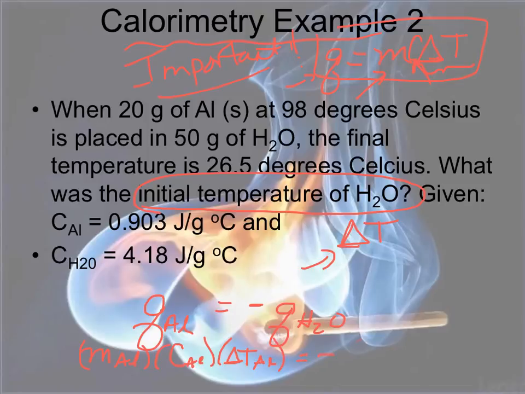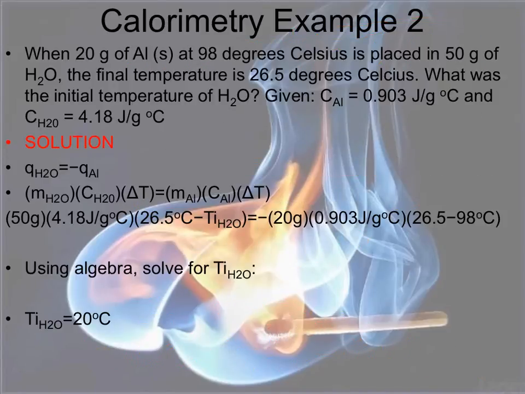equals minus the mass of the water times the specific heat capacity of water, and then the change in temperature of the water. Okay, so it's really just plug and chug, and then you have to be pretty good with rearranging in algebra. Alright, here we go.